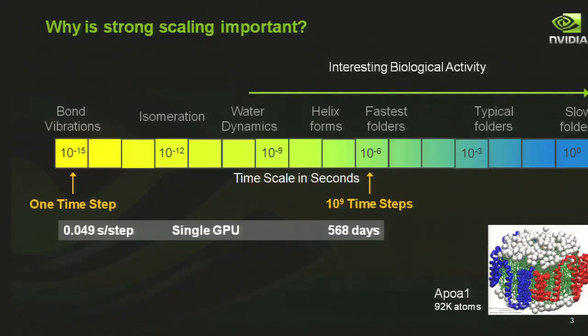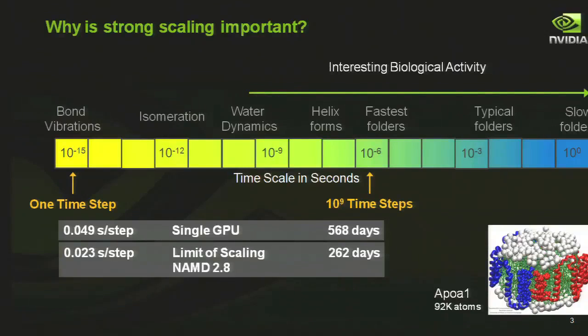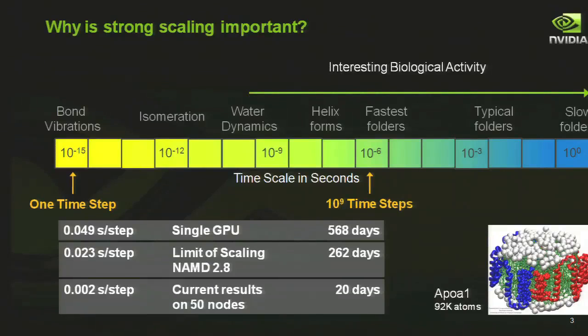If you wanted to speed this up, you could say, well, okay, let's scale it over multiple GPUs. The amount that he could have gotten an improvement is about 2x. And beyond that, for this small system, Nambe stopped scaling. For larger systems, it was much better. But that meant he still had to wait almost a year. And with the improvements that the Nambe team put in over the last couple of years, now at 50 nodes, he only has to wait 20 days.